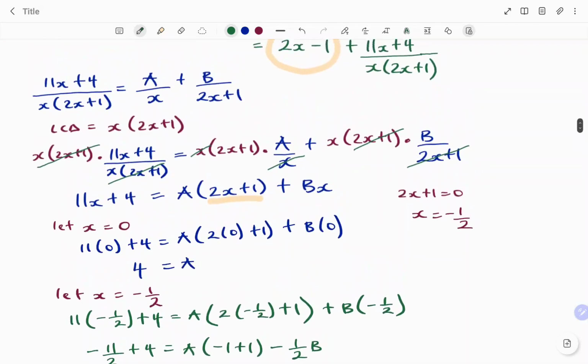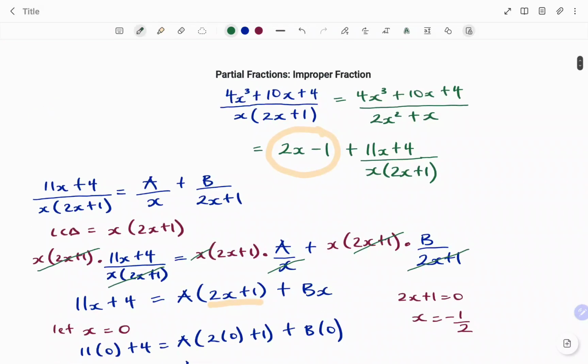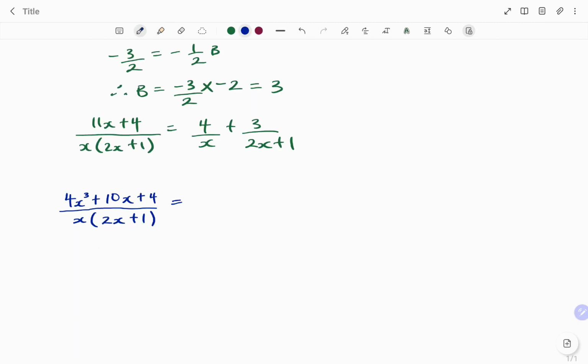Now I'm going to go ahead to write the proper equation as the sum of its partial fractions. That will be equal to 2x minus 1 plus 4 over x plus 3 over 2x + 1.